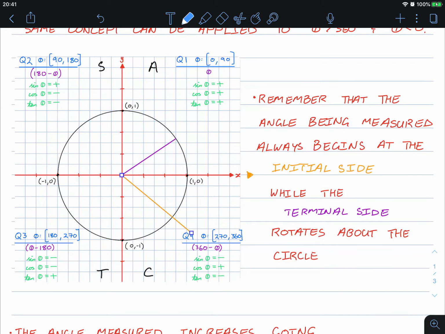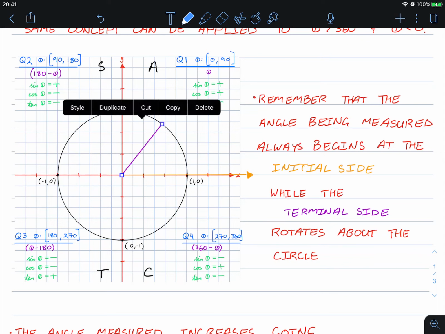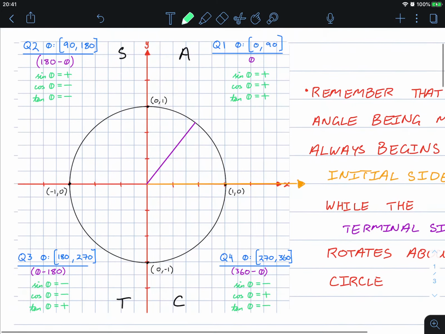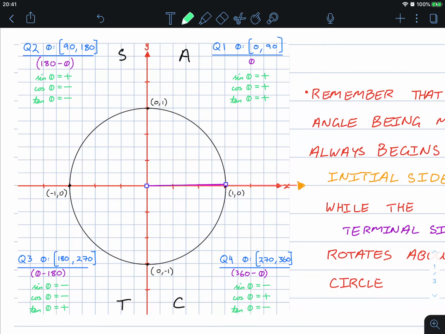Here it is, the initial side, in case you can't see it. While the terminal side, this one here, can rotate about anywhere that we want for any angle that we'd like. Where it stops, we draw a triangle. That is the trigonometric triangle that we'll be using. So now I want you to take a close look and let's think about this.